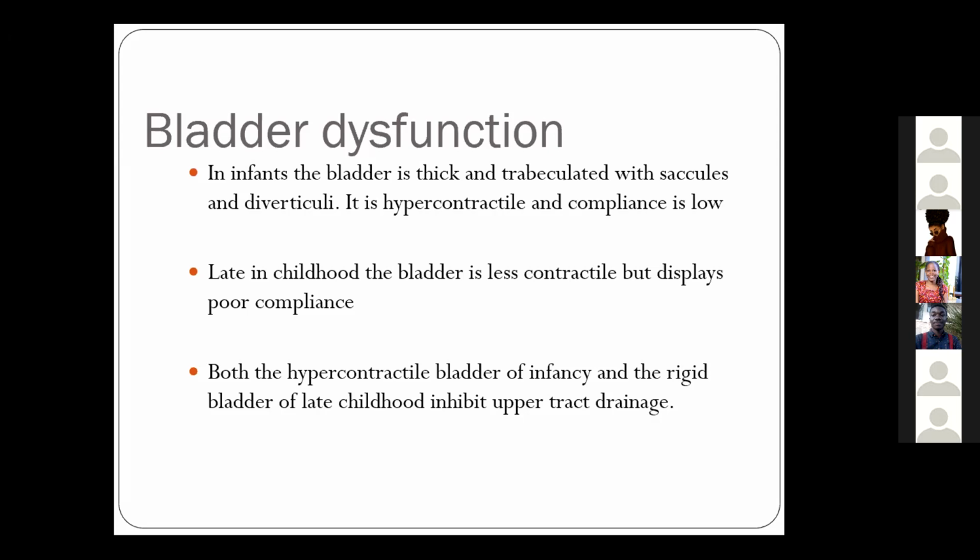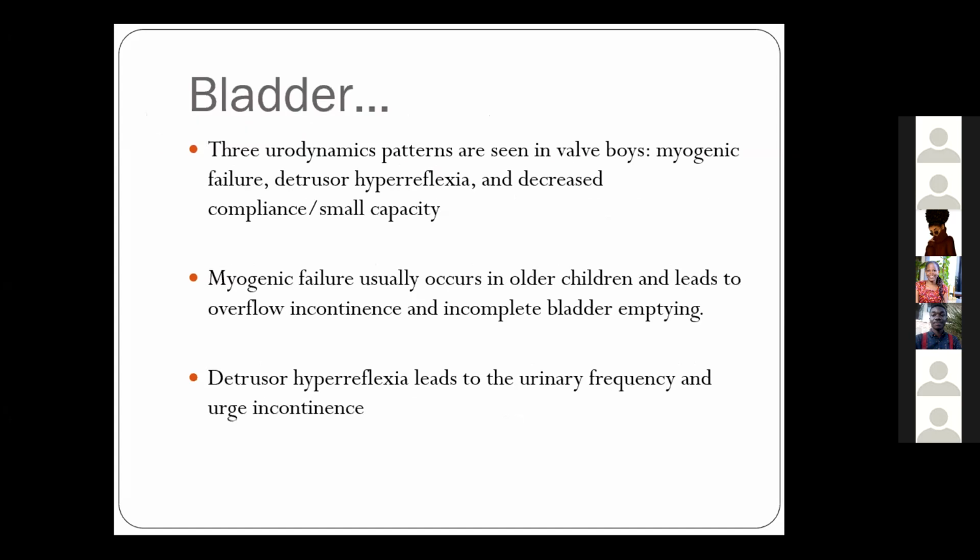Both the hypercontractile bladder of infants and the rigid bladder in late childhood inhibit upper urinary tract drainage, and therefore these patients, whether they have hypercontractile bladders or rigid bladders, will always have hydronephrosis and hydroureters.